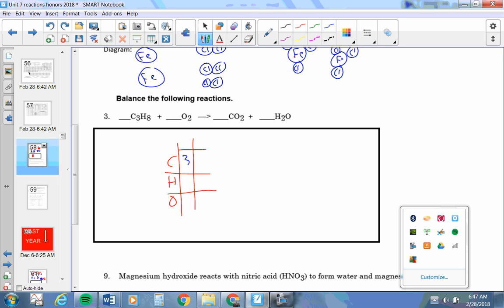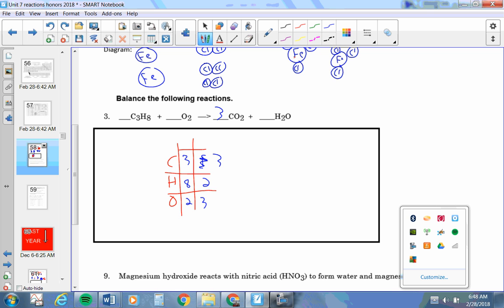I see 3, 8, 2 versus 1, 2, and then I see 2 of these and 1 of these. That equals 3. First thing I'm going to do is fix the C's. If I have 3 on the left, I need a 3 on the right. That'll fix them. Don't even count the oxygens yet.